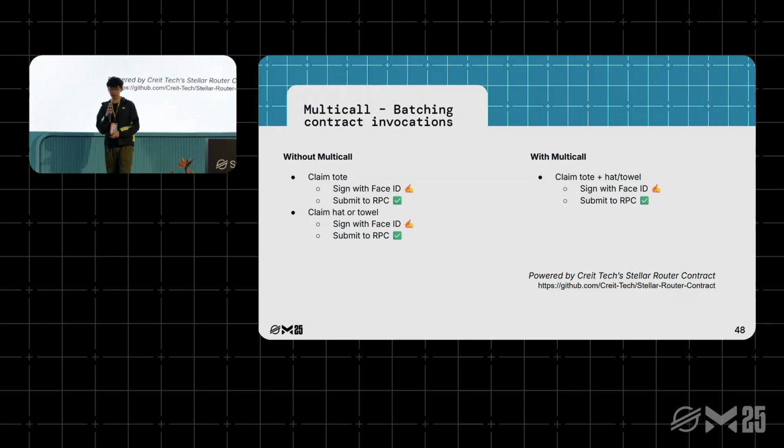Next, I'll talk about the multi-call contract, which allowed us to batch contract invocations. Stellar allows multiple classic operations per transaction, but only one smart contract invocation per transaction. This is a problem when we want to perform multiple actions atomically. If you want to redeem 2 pieces of swag, you would have to authenticate twice. The multi-call contract, based on the CreateX Stellar router contract, bundles multiple contract invocations into a single transaction. At Meridian, we've used this so that you only need to authenticate once to redeem both pieces of swag.